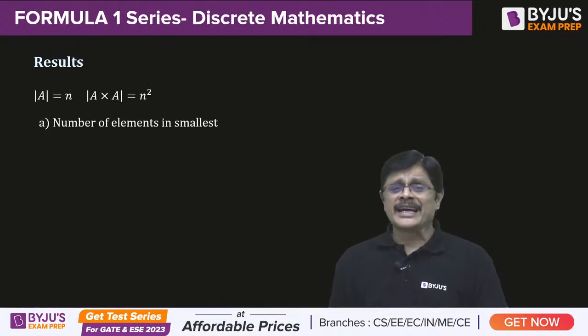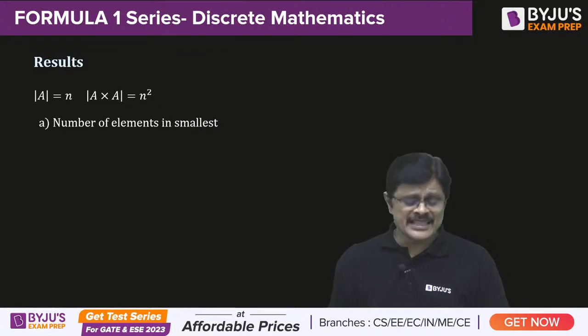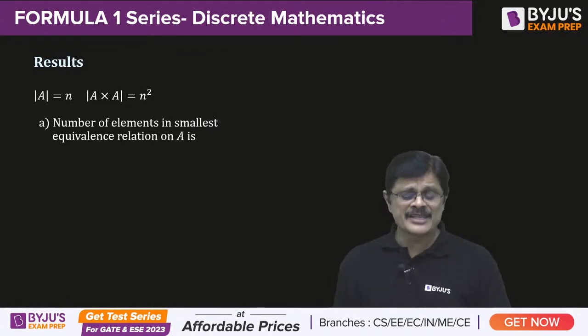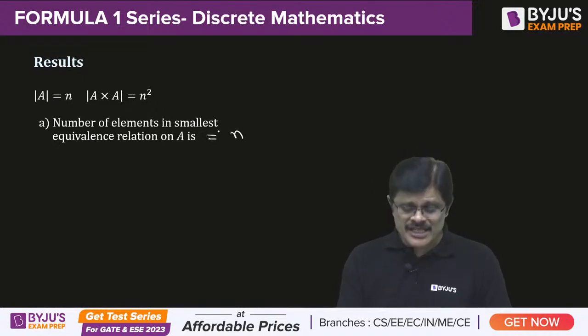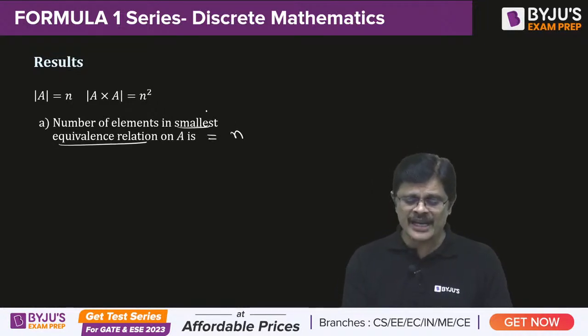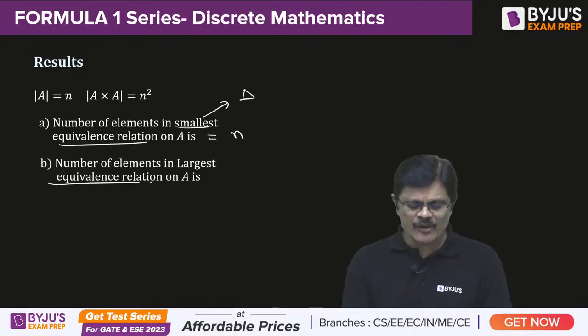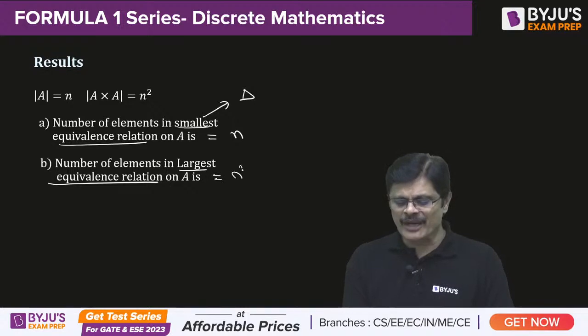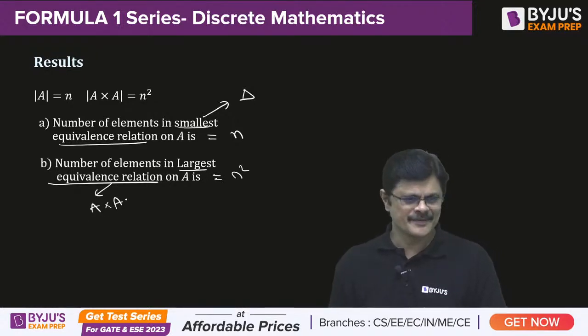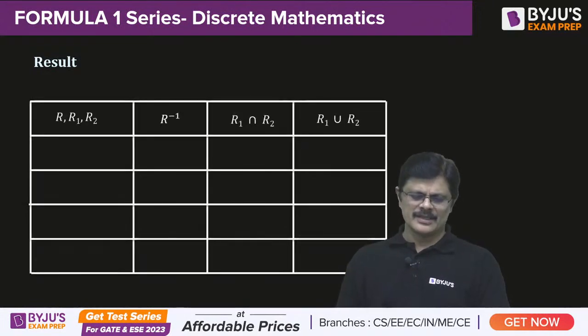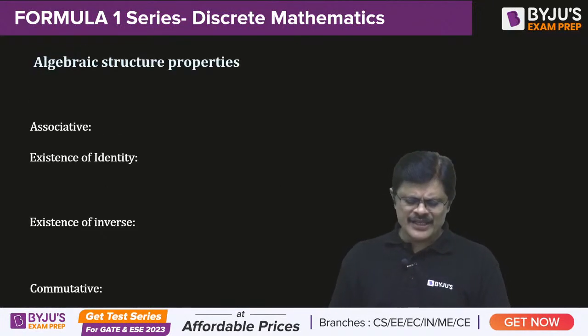Suppose A contains n elements, so A cross A contains n square elements. Then the number of elements in the smallest equivalence relation on A will be n, because the smallest equivalence relation on A is the delta relation, and the number of elements in the largest equivalence relation is n square, because the largest equivalence relation is A cross A. And this we have already seen.